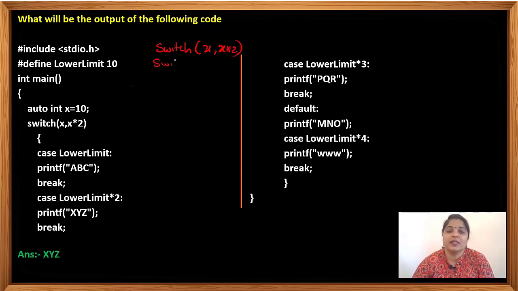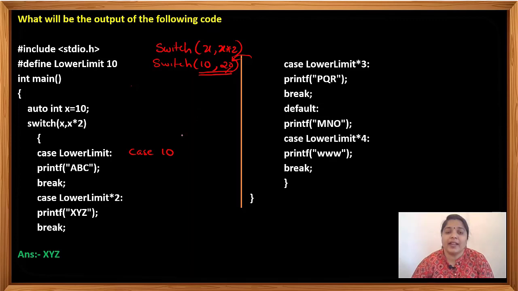What is this? If you put the values, x is 10 and x into 2 is 20. In such cases, the rightmost expression will be compared with the case statements. While comparing your switch with the case statements, if you are given multiple expressions, the rightmost expression or value will be compared with the case statements. Now we will evaluate all the case statements. Case lower limit. What is the value of lower limit? It is 10. So it is case 10.